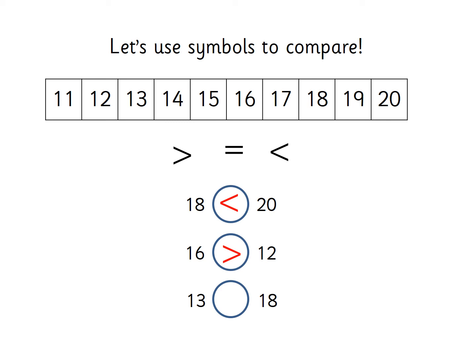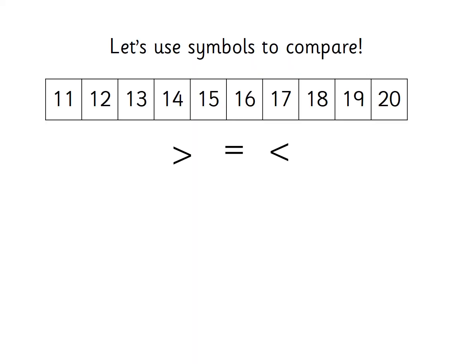Find 13 on your number track. Find 18 on your number track. And think about which symbol needs to go in there. Super. 13 is less than 18. It is a smaller number. Let's have a look again then. Look at your number track. Look at our symbols. Let's go again.